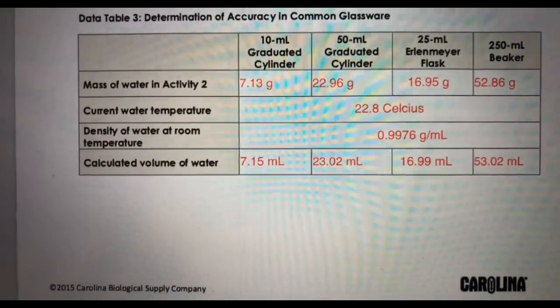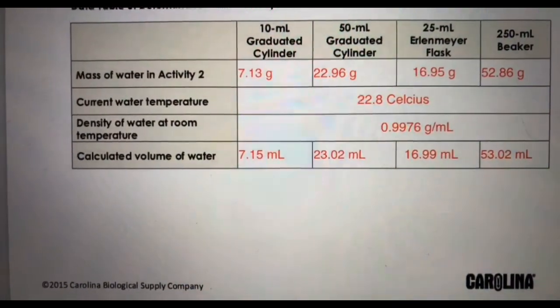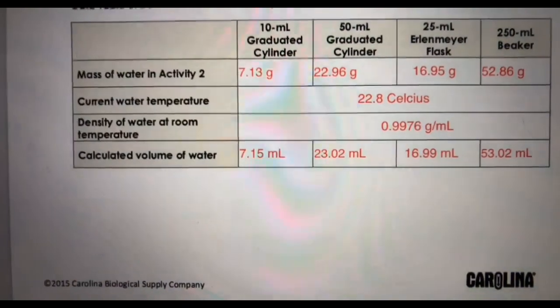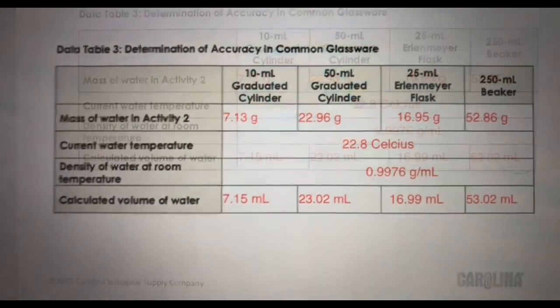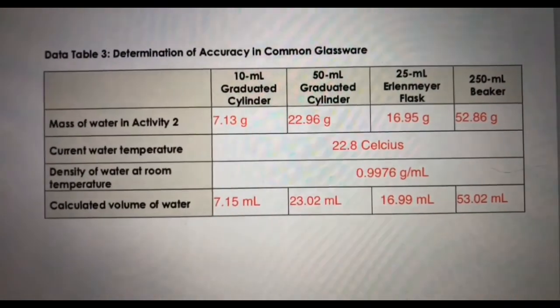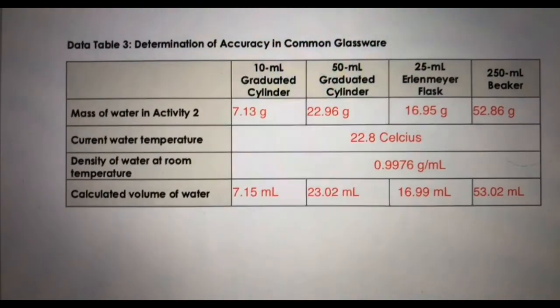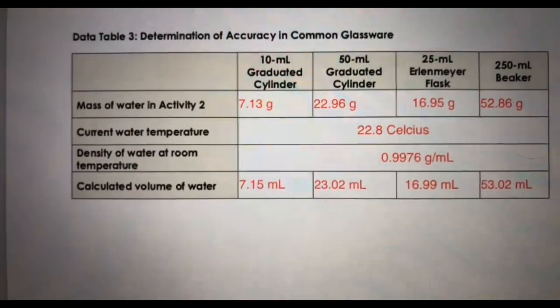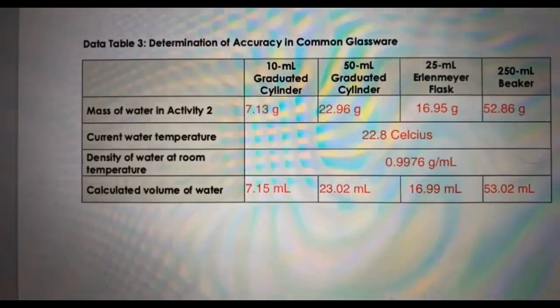Using the temperature of the water, you will find the density of water at room temperature with the table provided in your lab manual. Our last step would be to find the calculated volume of water. In order to find that, you must use the formula density equals mass divided by volume. You would use the mass from the previous activity and the density found in this activity.